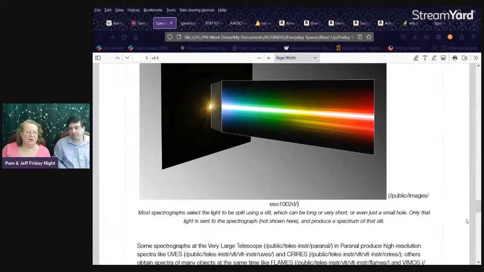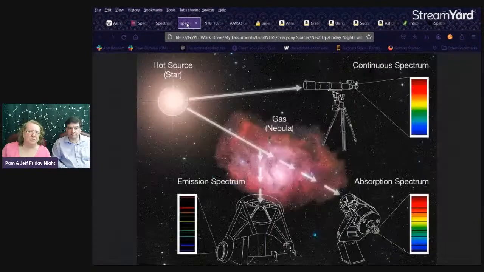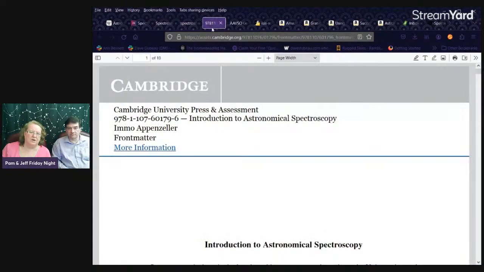Okay. So yeah, most spectrographs select the light to be split using a slit, which can be long or very short, so different sizes, or even just a small hole. When that light is sent to the spectrograph, which is not shown here, it produces a spectrum of that slit. I'm going to let Jeff talk more about all this stuff, but I did find, I think, one more.